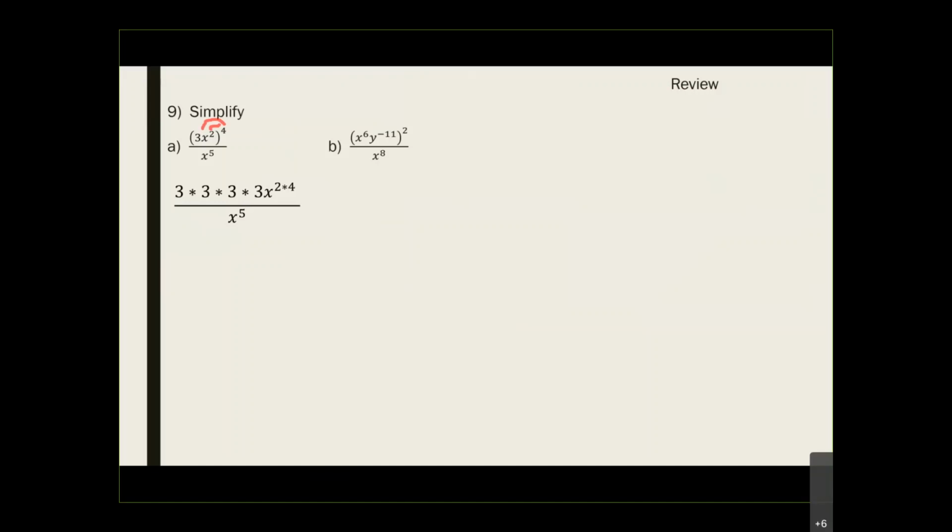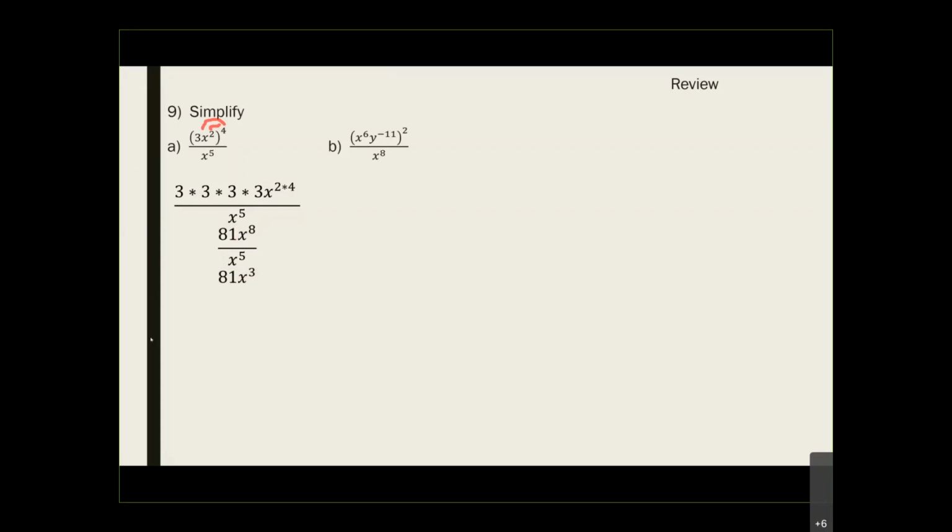And again, reminder, if you distribute in, with a power raised to a power, all you do is take the two powers and multiply them. 3 times 3 is 9, times 3 is 27, times 3 is 81, and 2 times 4 is 8. And what do we do with this x to the 8 and x to the 5? Hopefully you still remember that if we divide, we subtract the exponents, which is 8 minus 5. That's why we have x to the 3rd power. This is our answer: 81x to the 3rd power.